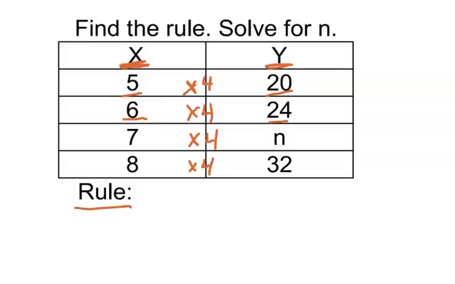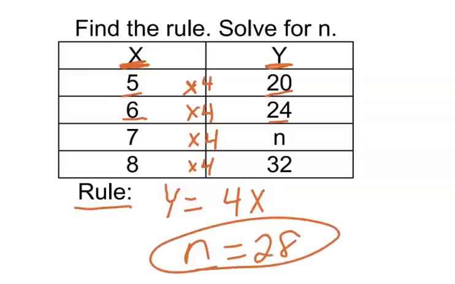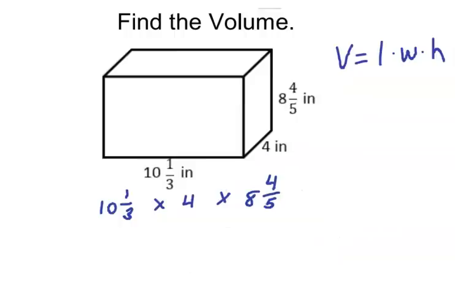The rule is y is going to be equal to 4 times whatever x is. So it's going to be 4x. So whatever x is times 4, that's what y is going to be. And to solve that, n times 4, or 7 times 4, is 28. So there's our 2 answers. The rule is y is equal to 4x, or x times 4, however you want to write that, and n is equal to 28.